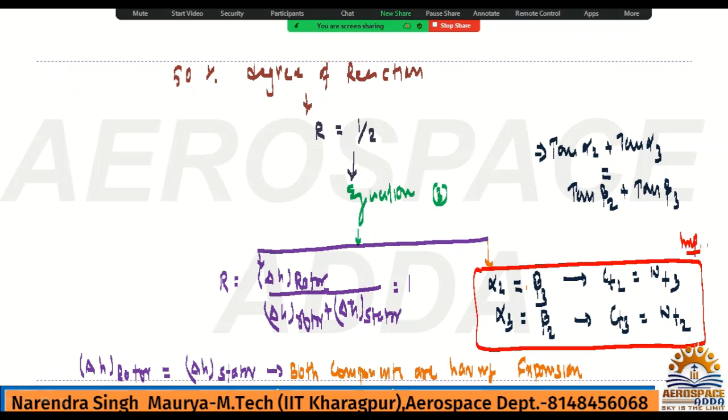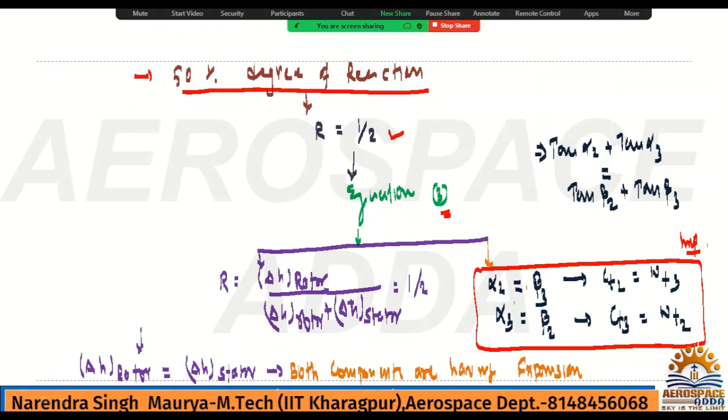All right, so what is the very important point here? For 50% degree of reaction, first of all, it means R is equal to 1 by 2. If you put this value in equations 1 and 3, what do you get? Sorry, this is 1 by 2, not 1. I made a mistake. R is equal to 1 by 2. When the rotor and stator both have the same expansion, the same value for rotor and stator is added, so the denominator is 1 plus 1, 2, and the numerator is 1. So you get 1 by 2.